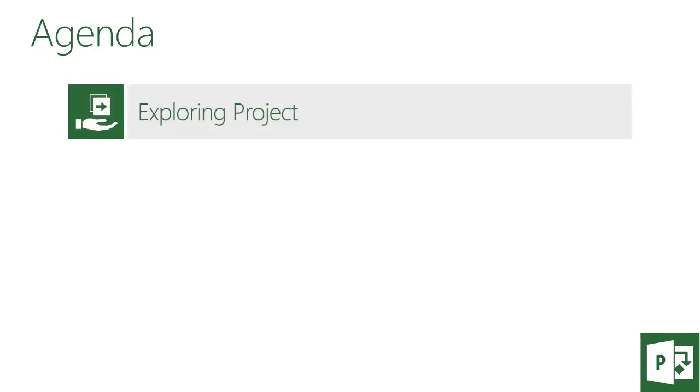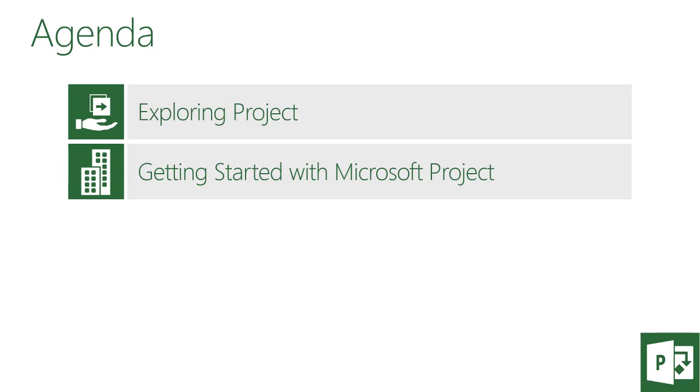In Module 1, we'll explore Microsoft Project by viewing different areas like the ribbon and the backstage. We'll also look at views, columns, and using help. In Module 2, we'll create a new project file, discuss templates, create tasks, and set durations.